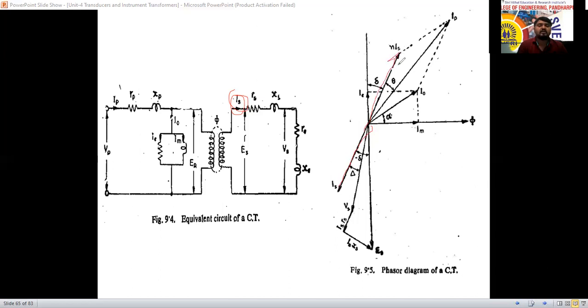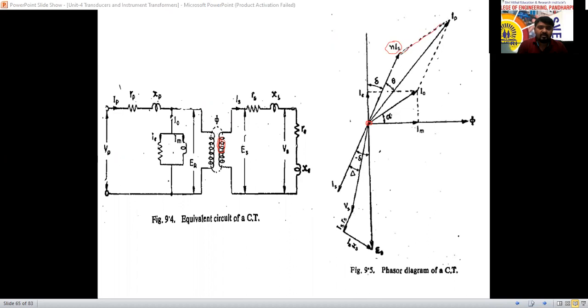N into IS is nothing but IS by N, or 1 by N, we can write that part later. So when we send this current into the primary side, we should multiply by the number of turns. That is the turns ratio you have to multiply. So N into IS we are going to call here. That is this NIS we have drawn now.